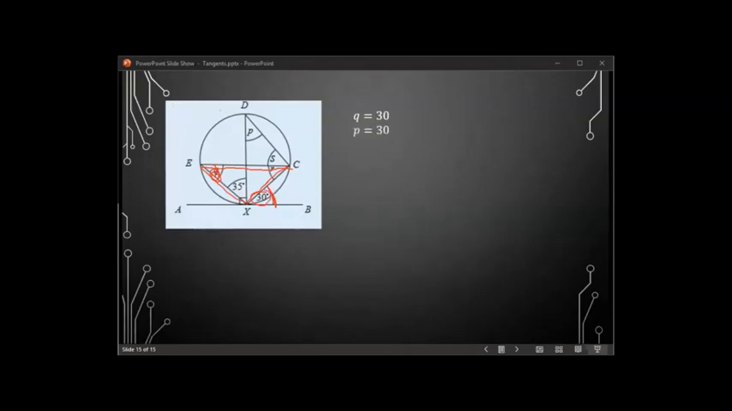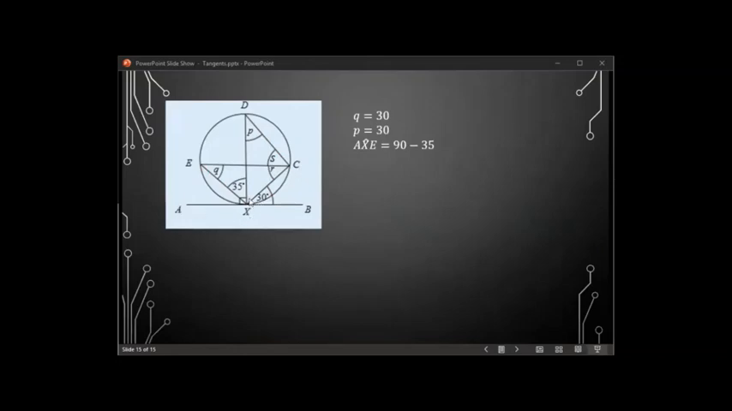Then likewise, P is also equal to 30. So this is also an angle of the alternate segment, or you can say this P and Q are the angles subtended by the same segment. So P and Q are equal, so that P is equal to 30 again. And I'll erase this.